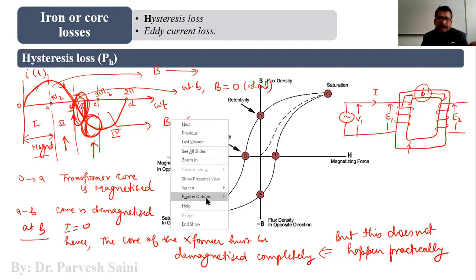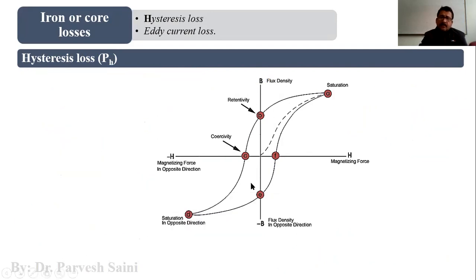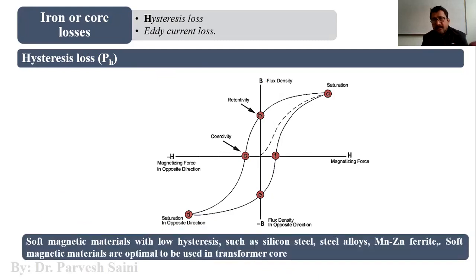So we cannot make these losses zero, but yes, we can reduce them by using soft magnetic materials which have low hysteresis. For example, silicon steel is a better alternative for an iron core. Similarly, we can use steel alloys or other magnetic materials which have low hysteresis. So this is how we can reduce the hysteresis losses. We cannot keep these losses zero. This is one thing.